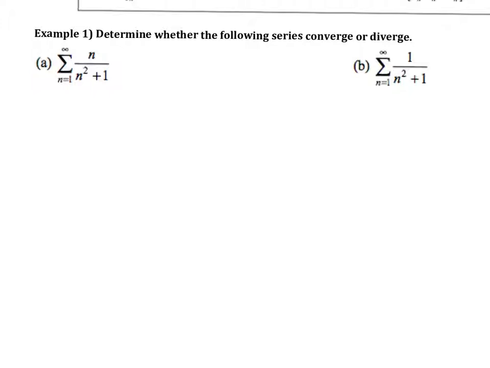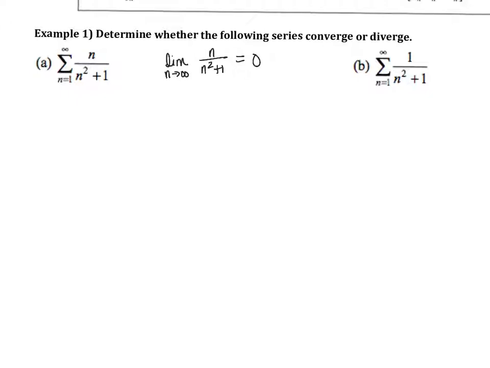So first off, what you need to do, remember your nth term test. In your mind, you don't have to write this, but you're always thinking about, is the limit as n approaches infinity of your a sub n equal to 0? Because if this is not true, you get to stop and you get to say that it diverges.